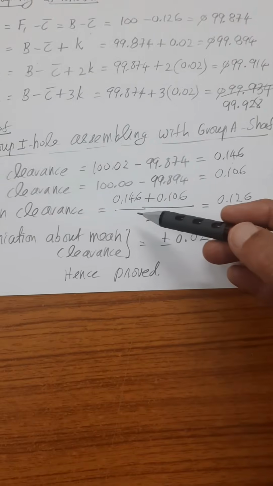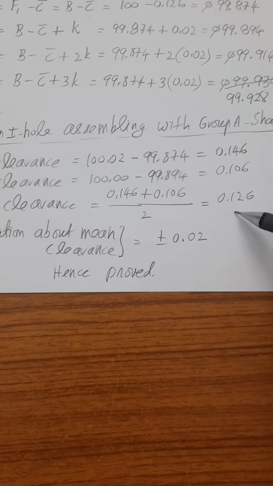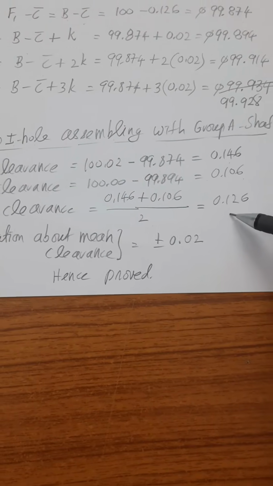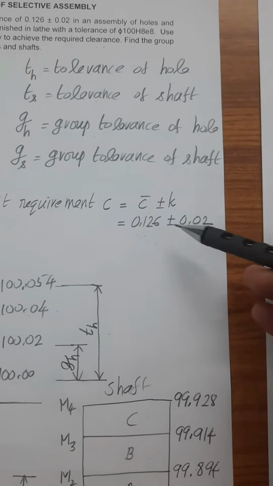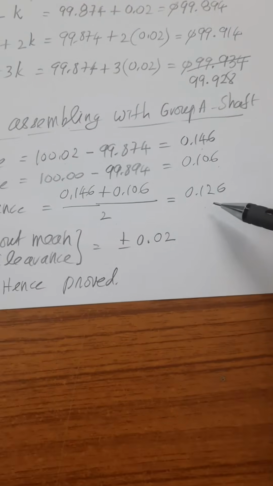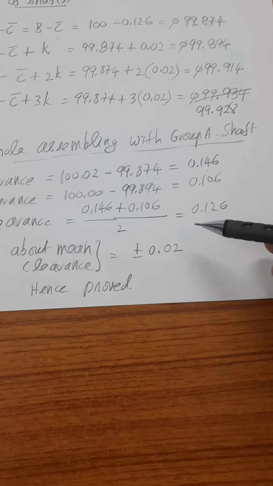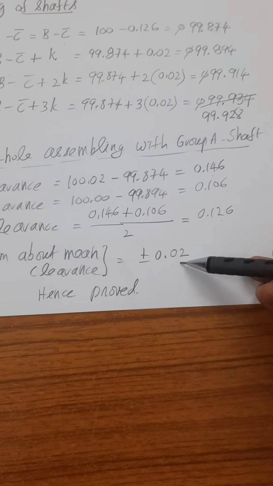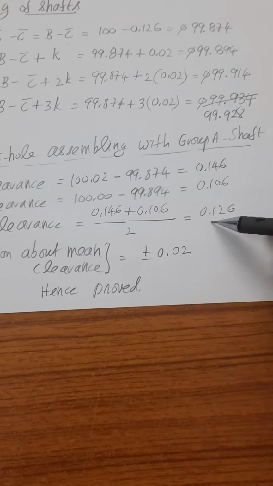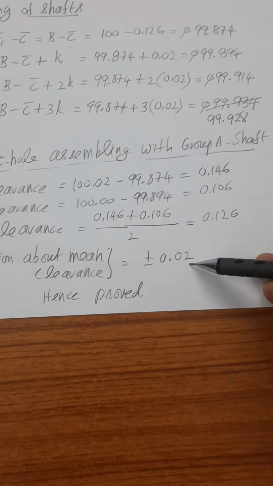Adding these two, 0.146 plus 0.106 divided by 2, you are getting the mean clearance of 0.126. So the requirement is achieved. The requirement is 0.126. Whether the tolerance is achieved or not, we have to check. From the mean clearance of 0.126, how much is the upper clearance varying? The 0.146 is varying by plus 0.02. Similarly, from the mean clearance of 0.126, the lower clearance 0.106 is varying by minus 0.02.